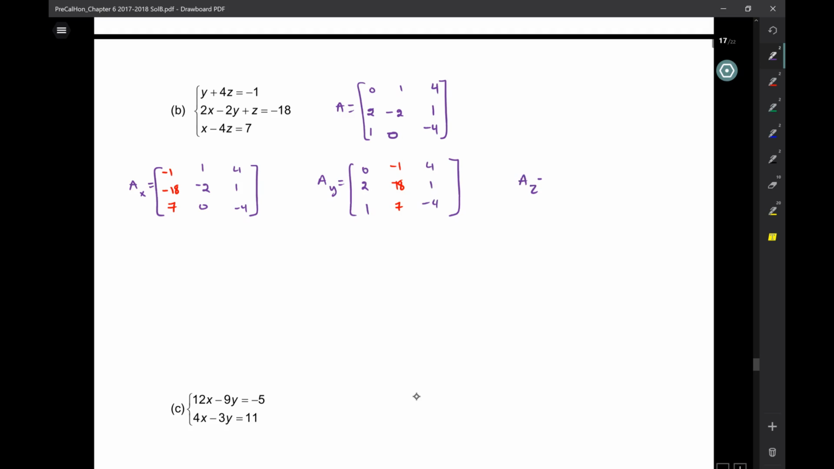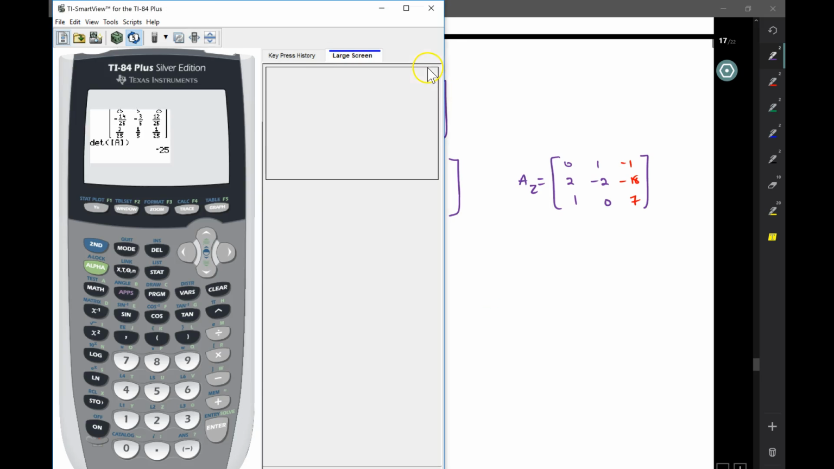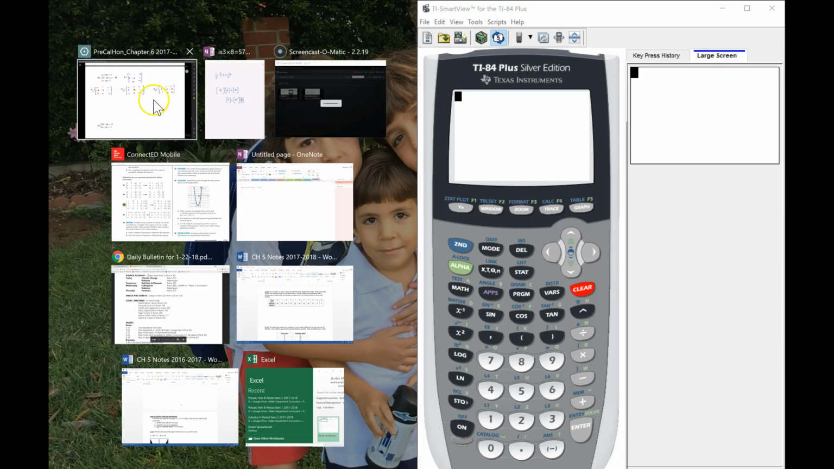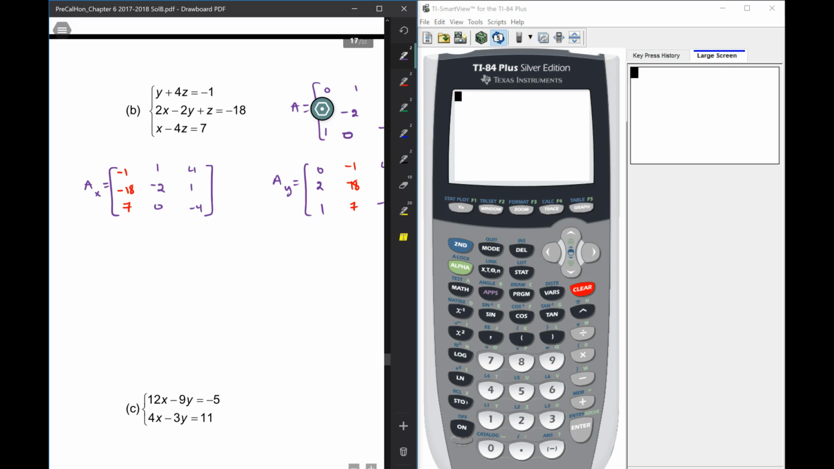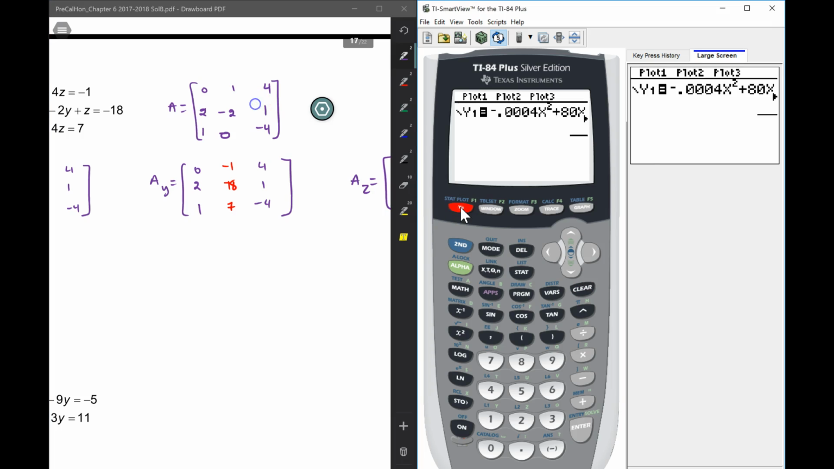And then AZ, 0, 2, 1, 1, minus 2, 0, negative 1, negative 18, 7. Okay? All right. So let's go on our calculators. If it's on a calculator section especially, don't do it by hand.